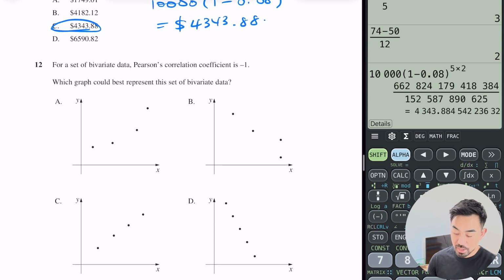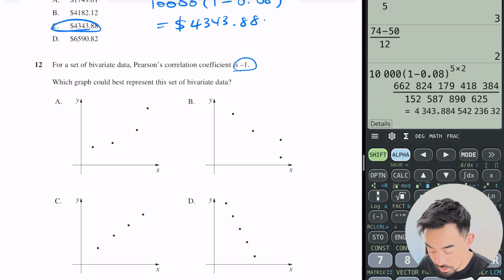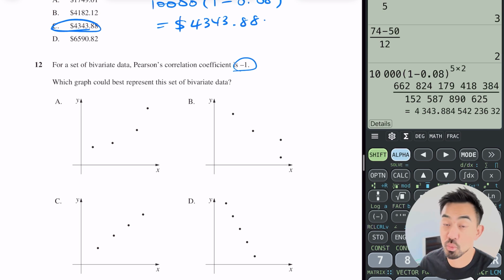Question 12. For the set of bivariate data, Pearson's correlation coefficient is -1. Which graph could represent the bivariate data? Well, -1, first of all, negative means negative gradient. For what it's worth, it's just easier to remember that way. And -1 is perfectly negative, so it has to be D.